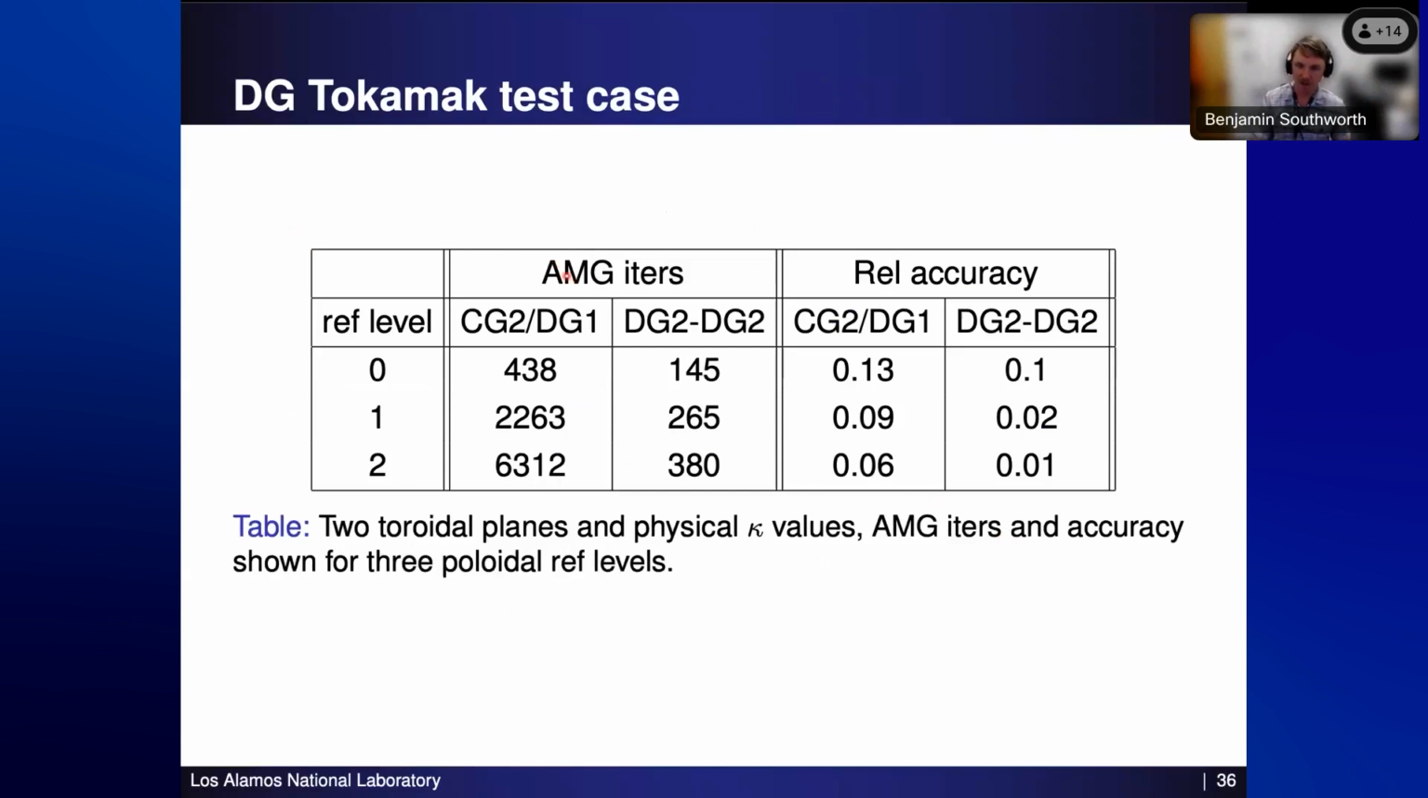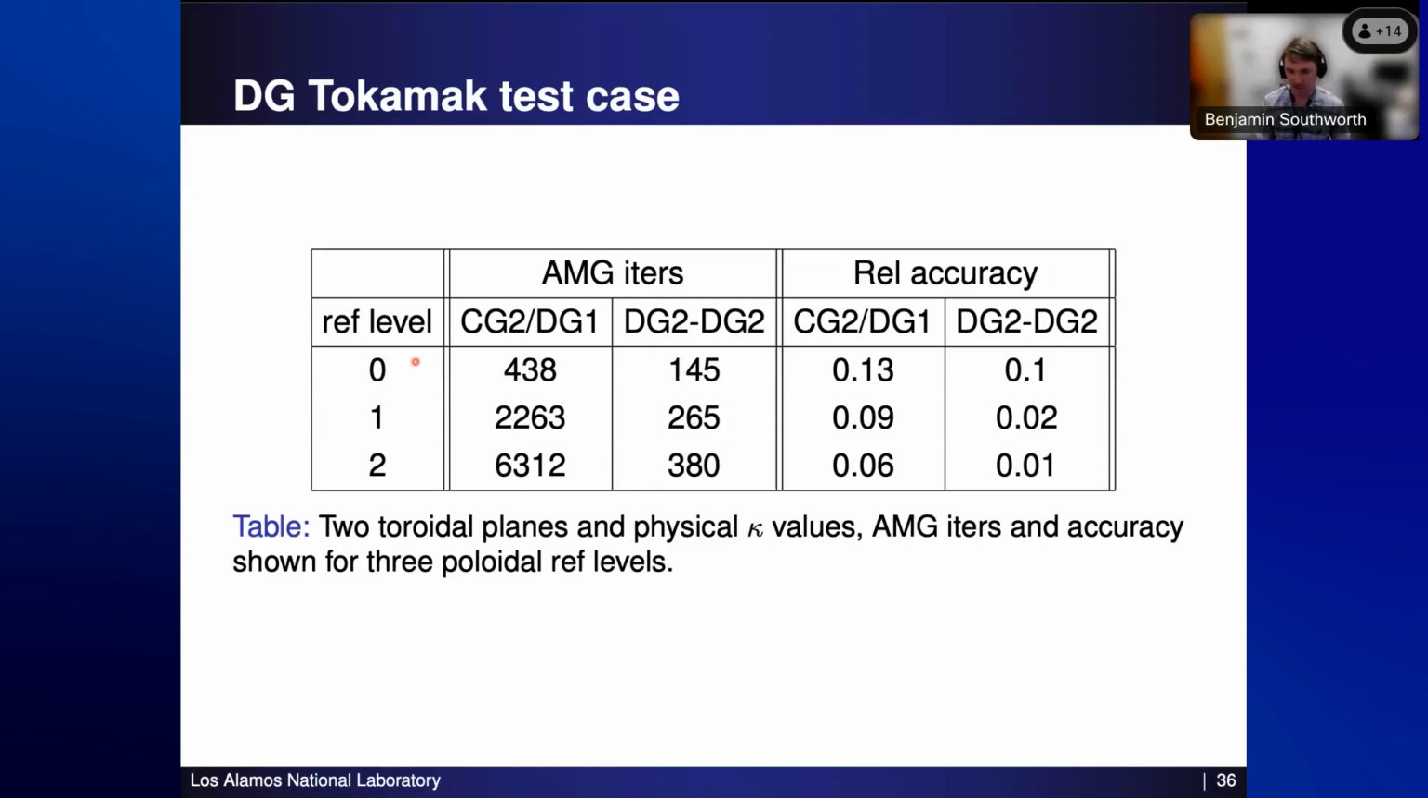And what we compare again is total AMG iterations, the mixed Gunther et al. discretization with classical AMG versus AIR applied to our upwinded mixed DG2. We compare the AMG iterations and the relative accuracy. This is on a pretty realistic tokamak test case. We have 2 toroidal planes, physical values for our heat conduction coefficients, and 3 refinements of the mesh in the poloidal sense. And what we see is scaling and far fewer AMG iterations.